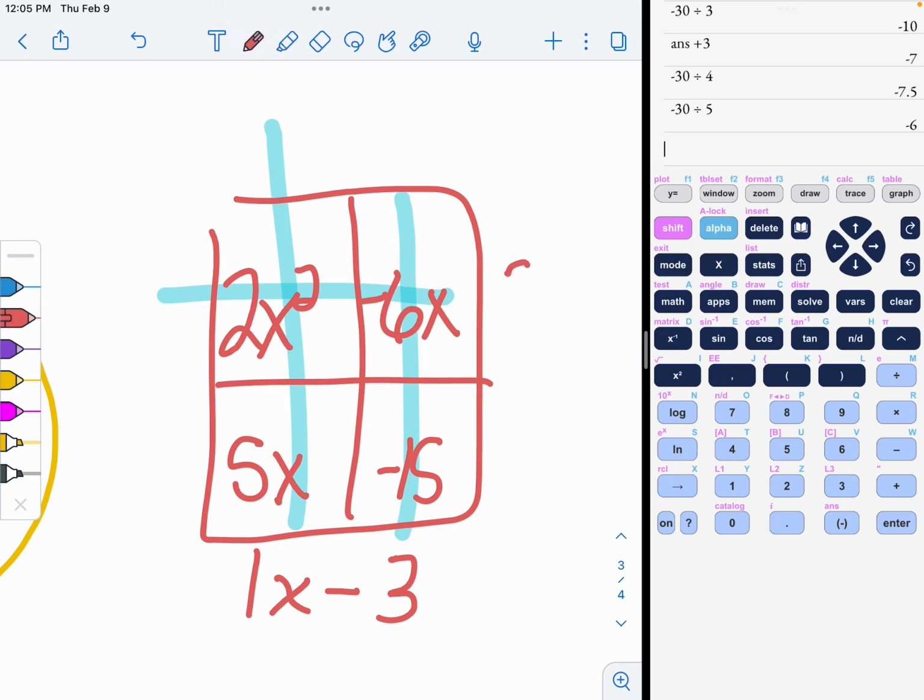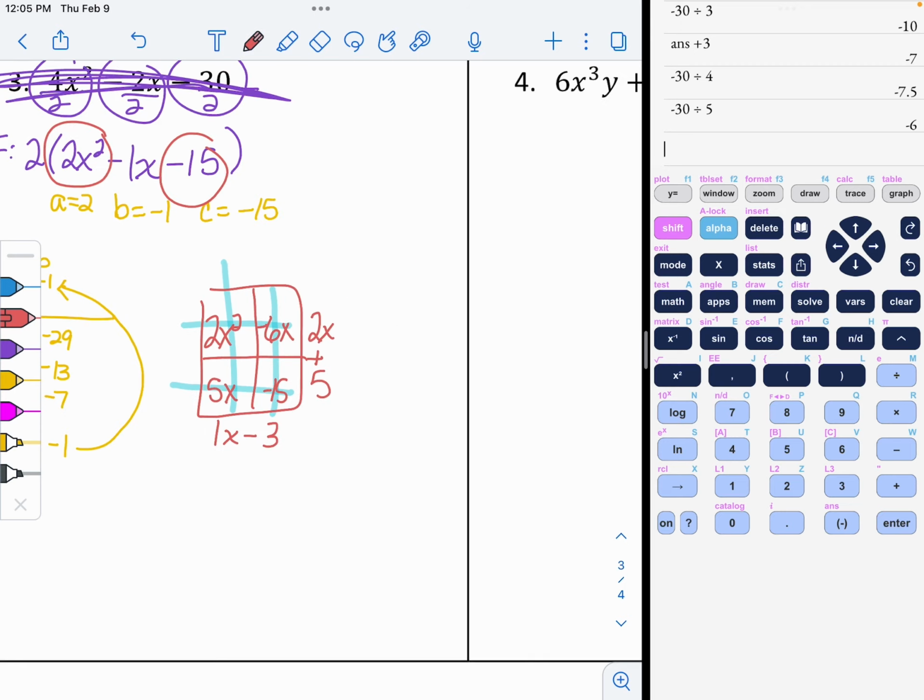GCF here is a 2 and a single x. 2 goes into both those numbers, coefficients. And GCF here is a 5. 5 goes into both those coefficients, and a plus from the left.